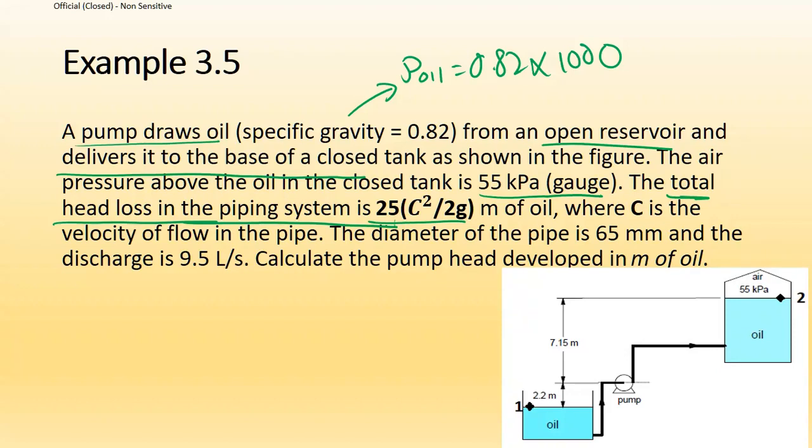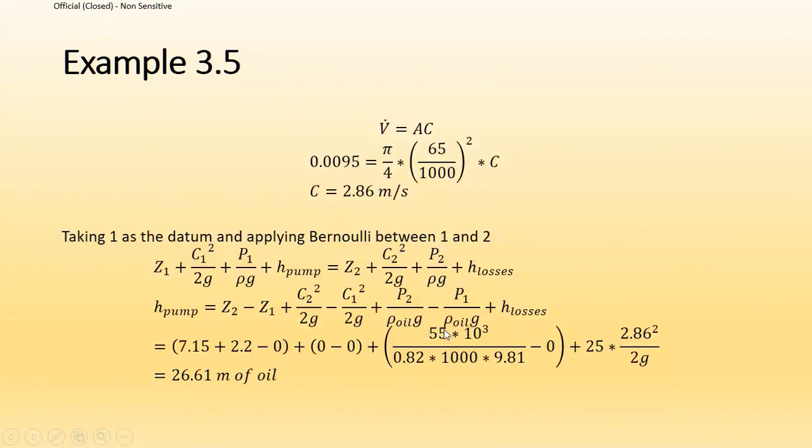C is the flow velocity, the diameter is 65 mm, and the discharge is 9.5 liters per second. Calculate the pump head developed. So we are interested in the head of the pump. How are we going to do it? First step, same thing: we use our discharge equation to find the velocity first, because without velocity we cannot work the Bernoulli equation.